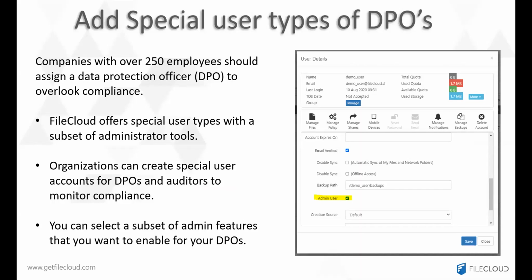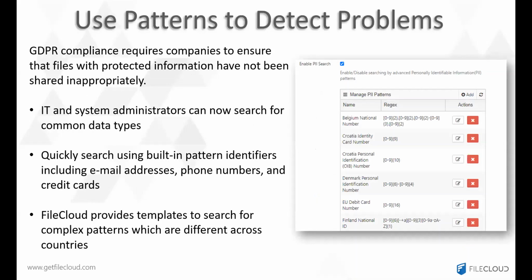Adding special user types of DPOs. Companies with over 250 employees should assign a data protection officer, a DPO, to oversee compliance. FileCloud offers special user types with a subset of administrator tools. Organizations can create special user accounts for DPOs and auditors to monitor compliance. You can select a subset of admin features that you can enable for your DPOs. We're going to be reviewing this one in detail, so you can see how you can grant another user access to the admin portal, but with limited capabilities compared to your full admin portal access.